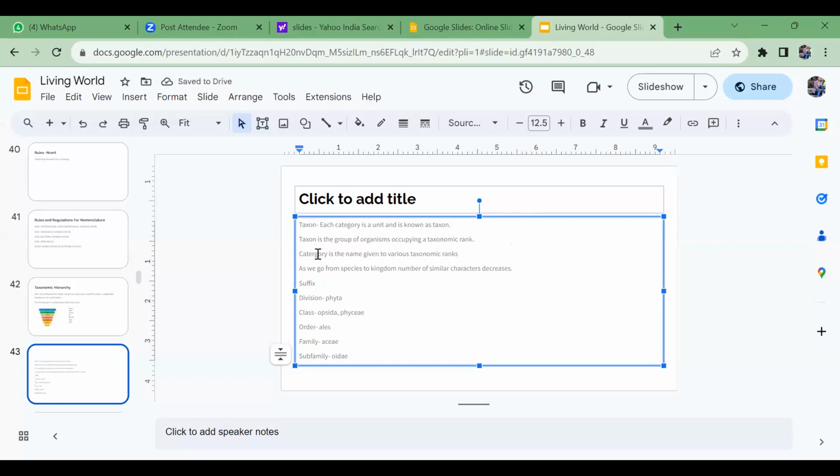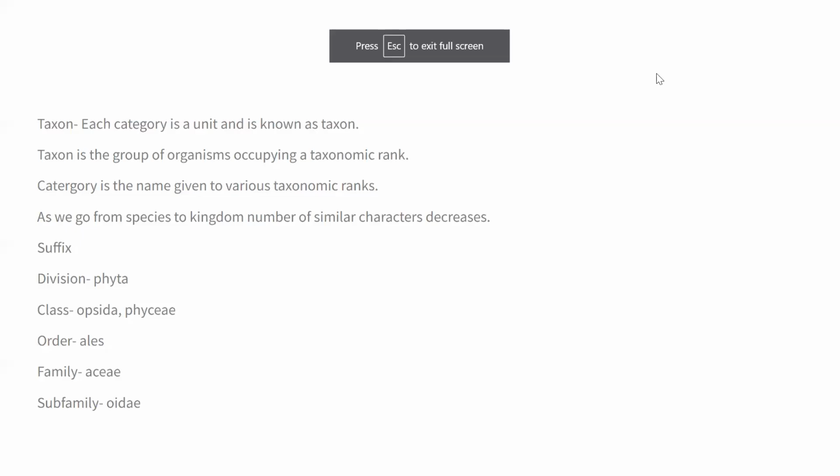Okay, so category is nothing but names given to various taxonomic ranks. Matlab, abhi kingdom Animalia. Let's take kingdom Animalia. So kingdom is a category, but the animals are taxon. Did you understand? Now let's take pteridophytes. Pteridophytes is a taxon. Division is the category, the name given to the taxonomic rank. उसमें कौन सा division होगा? Pteridophytes. वो है taxon. Did you understand?